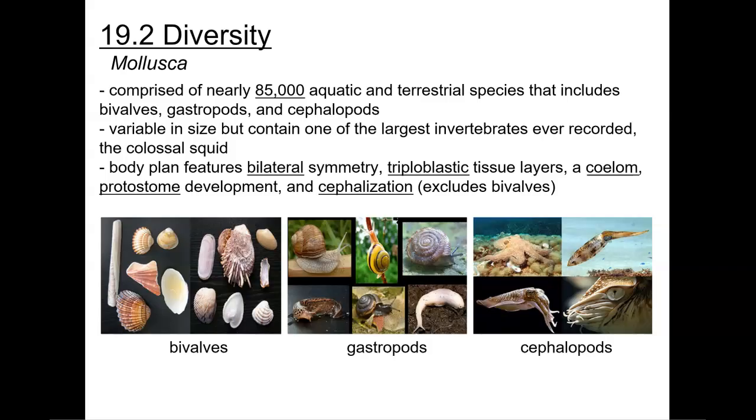They're going to be comprised of nearly 85,000 aquatic and terrestrial species that include the bivalves, the gastropods, and the cephalopods. They are variable in size, but they can contain one of the largest invertebrates ever recorded. It's the colossal squid. The body plan is going to feature bilateral symmetry, triploblastic tissue layers, and protostome development. Also, it's going to have cephalization, except for the bivalves. There's not going to be a head region with them. And so you can see these in the pictures that we have below.